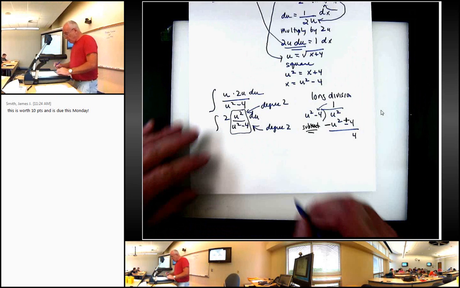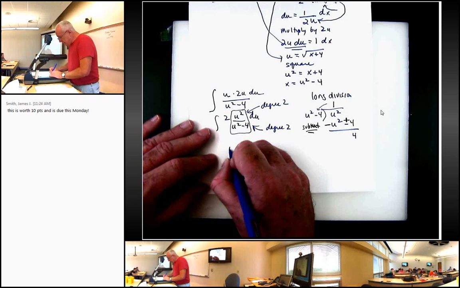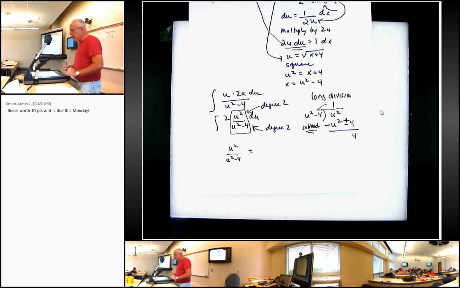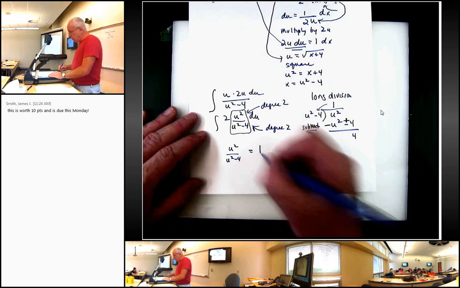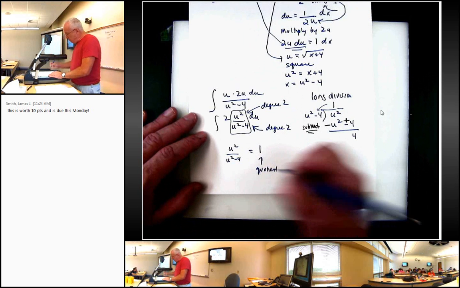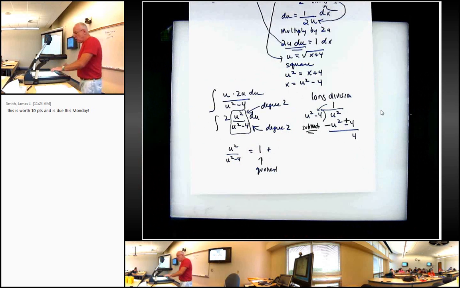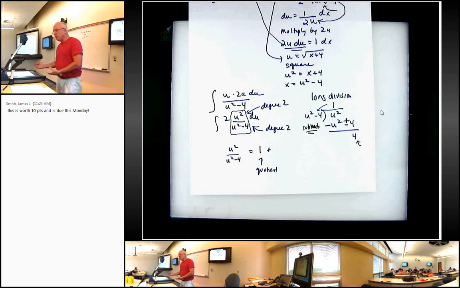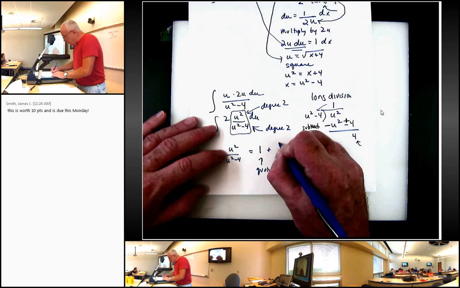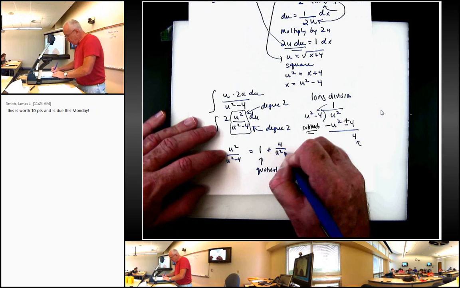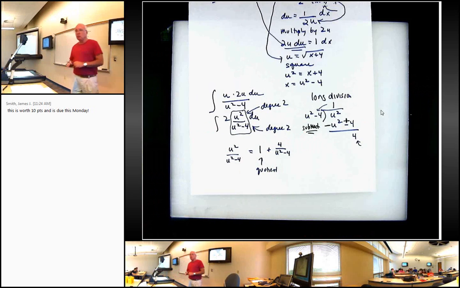So therefore, I can say that u squared over u squared minus 4 equals my quotient of 1, this is my quotient, plus my remainder. Well, I have a remainder here of 4. I cannot divide u squared into 4. So my remainder is 4 over what I'm dividing by. So that's how I was able to rewrite my original expression.